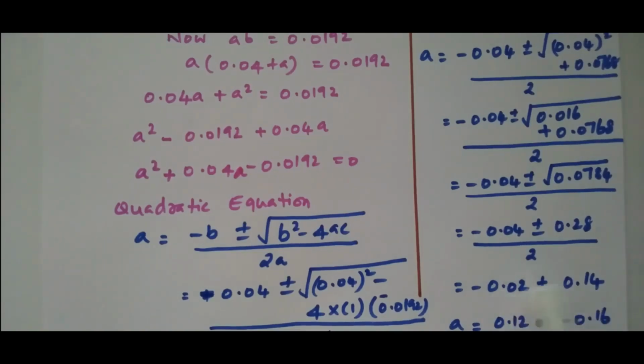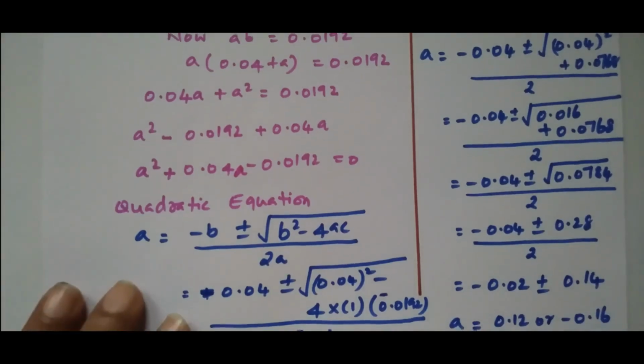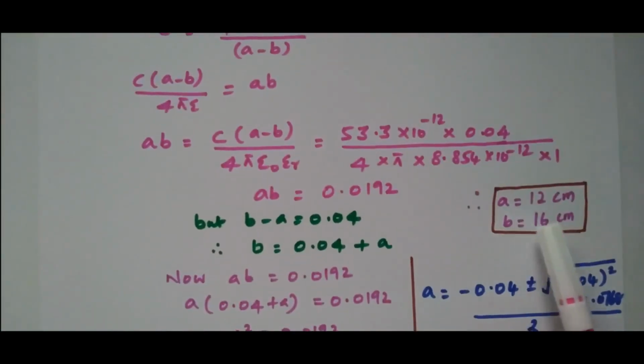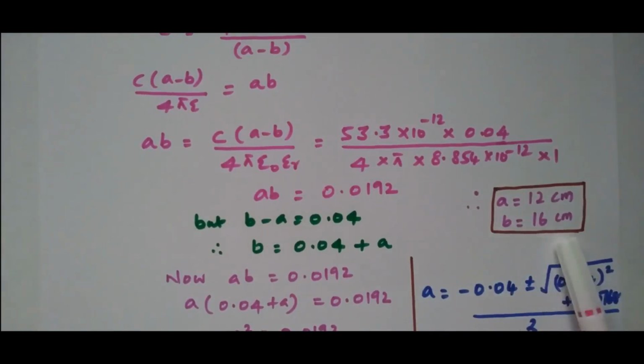So two values are available now: minus 0.02 plus 0.14, and minus 0.02 minus 0.14. So while doing this, what we got? 0.12 and minus 0.16. These two values are possible, either 0.12 or minus 0.16. But the value will not be negative. The value will be positive, so we take A equal to 0.12 meter, which means 12 centimeter. B equals 0.16, which means 16 centimeter.